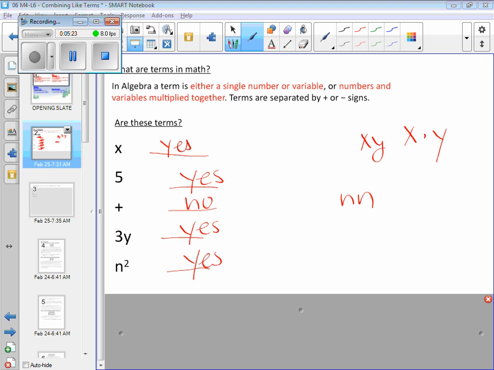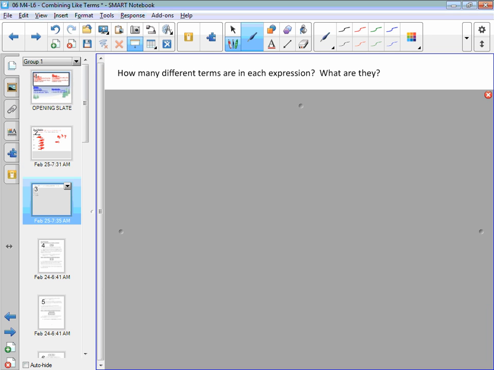And I think I've got one more half page. Okay, you ready? Write down the following. Okay, yes, write out this question: how many different terms are in each expression? What are they? And then we'll put it together.